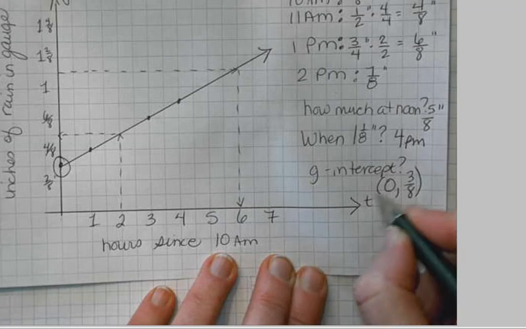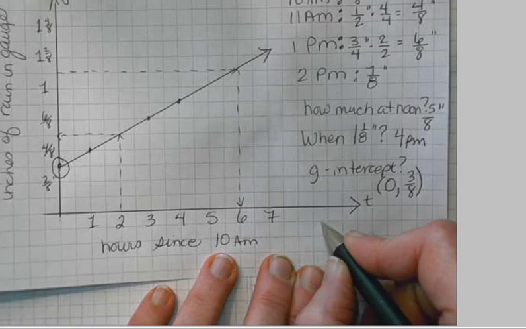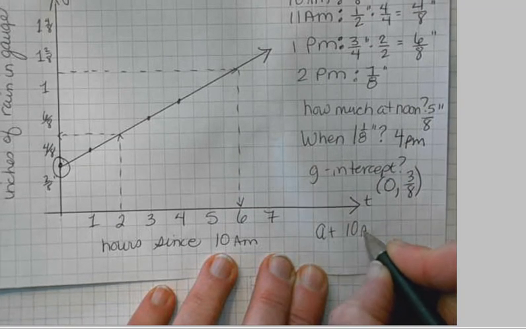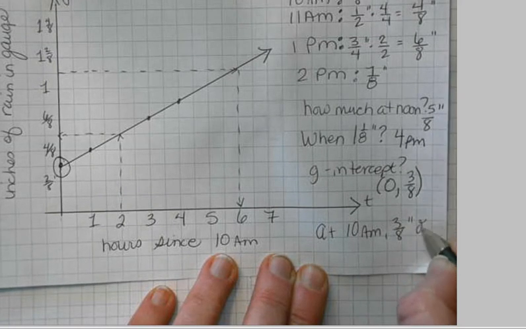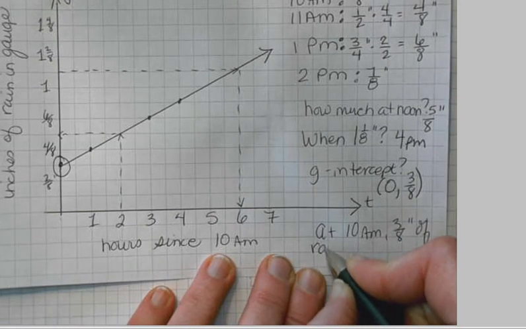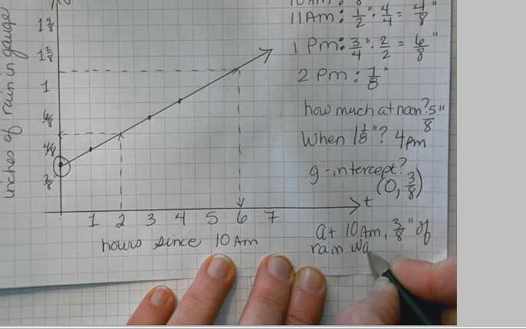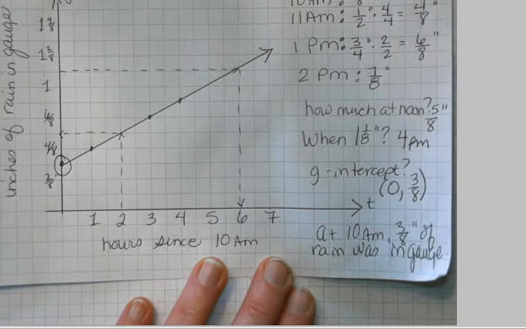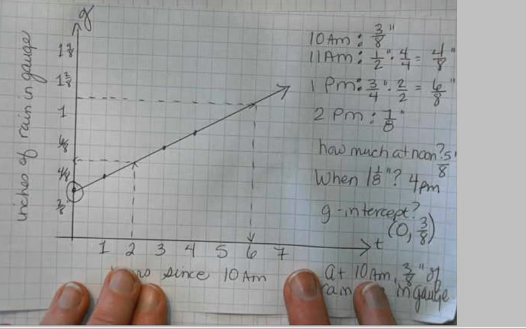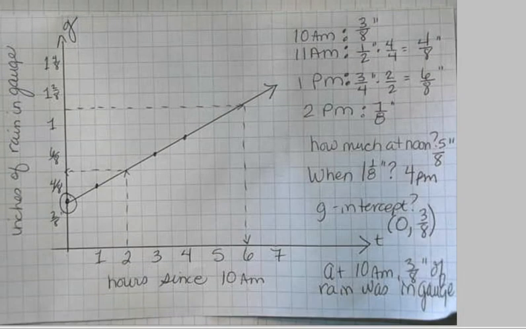So we can say that, what does the g-intercept mean? It means that at 10 a.m., 3/8 inch of rain was in the gauge. And so that answers all of the problems that we have for this particular problem. And there's our nice little scatter plot all finished up.